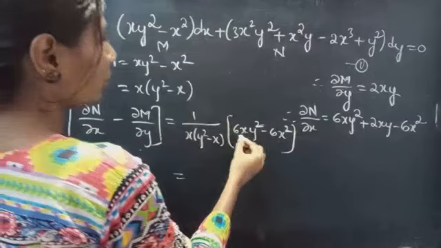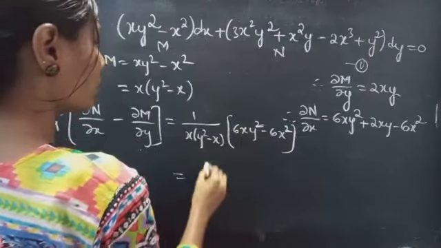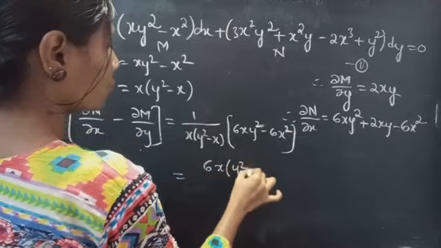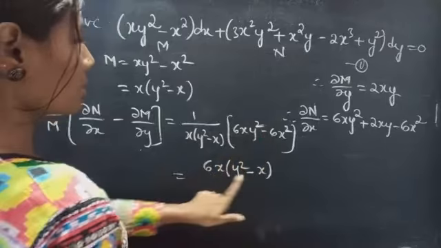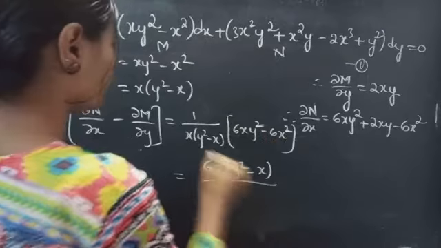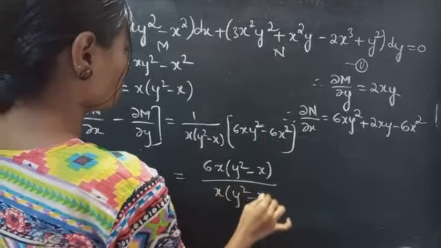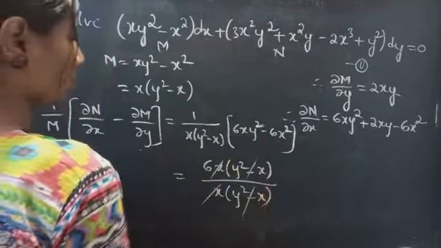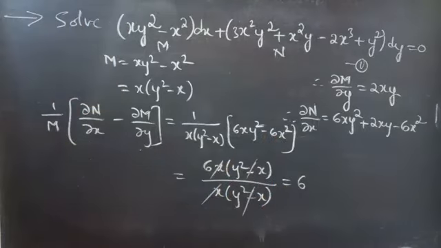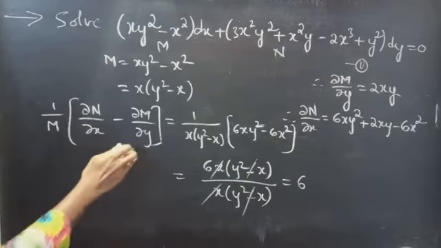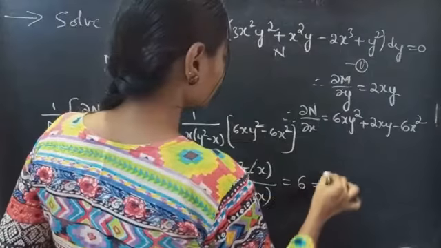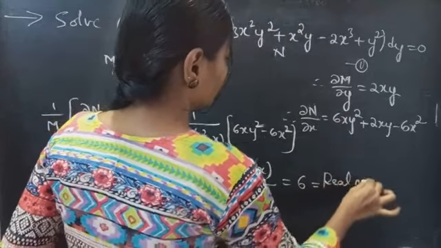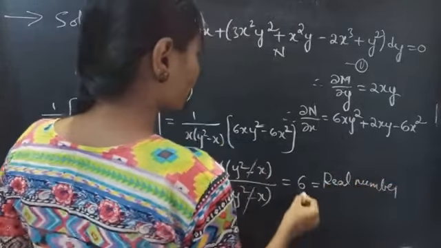So this equals, here you can take 6x common from these two terms and you'll get 6x times y square minus x. 6x into y square is 6xy square, minus 6x into x is 6x square, divided by x times y square minus x. So here x times y square minus x gets cancelled, and it equals 6, which is a real number. Okay. We are expecting some function of y, but instead of a function of y, we got a real number. Okay, you can name it as some k.